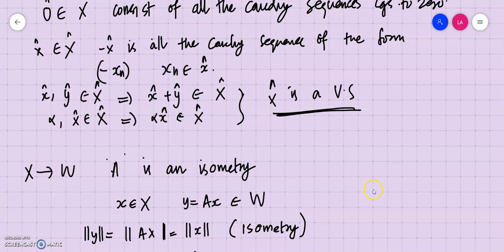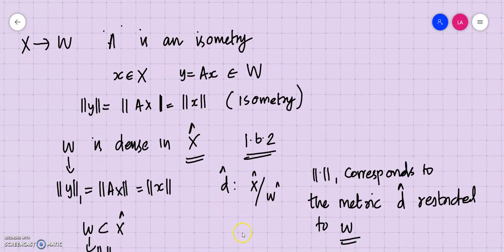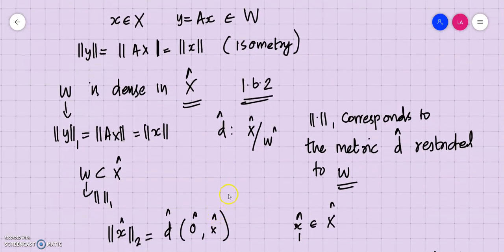X cap is actually formed from X by means of theorem 1.6.2. So theorem 1.6.2 should be valid in the case of X cap as well as a metric space. So associated with that, we can have a similar space W, which is actually similar to X, and W should be dense in X cap by theorem 1.6.2. And with respect to that and the isometry, we can define a norm which is actually induced from the metric d cap, which is called norm 1.